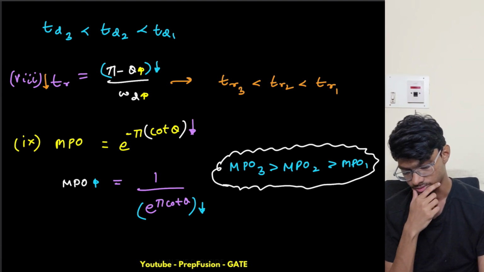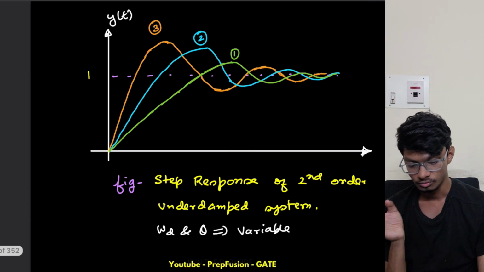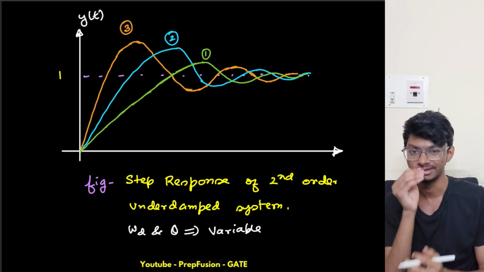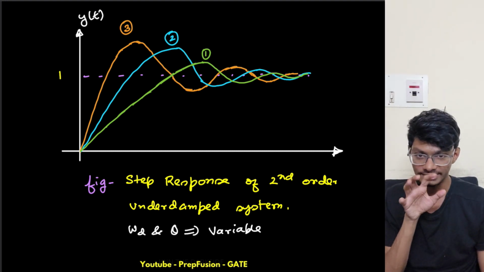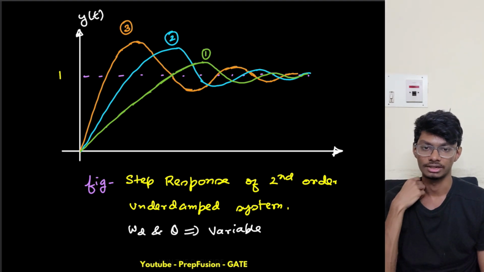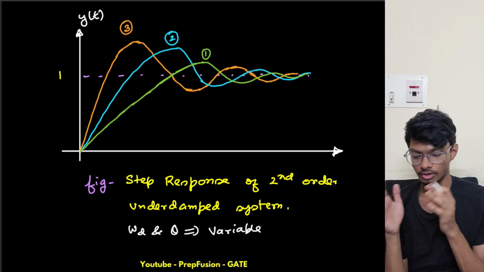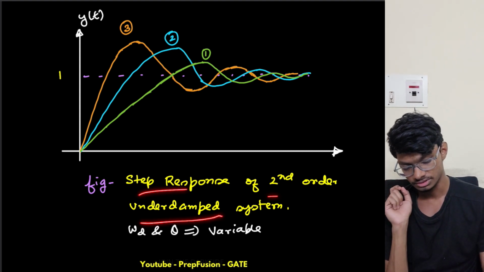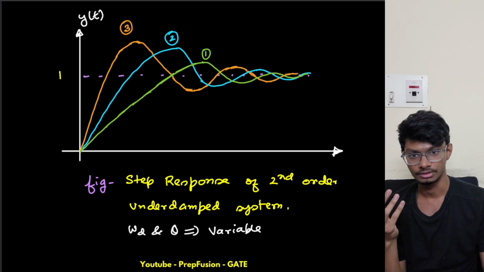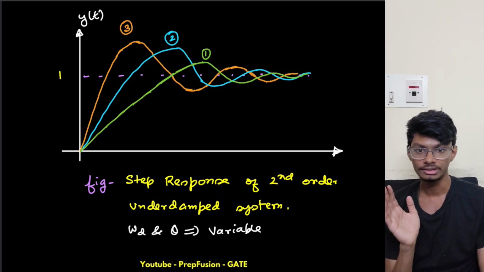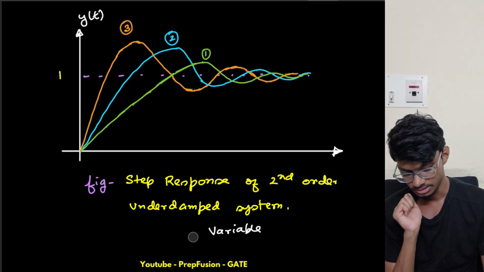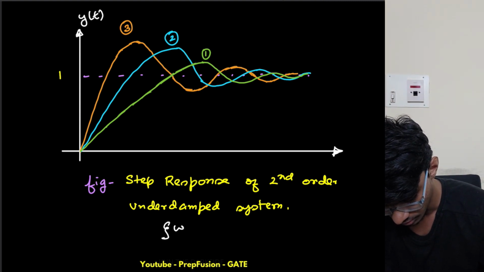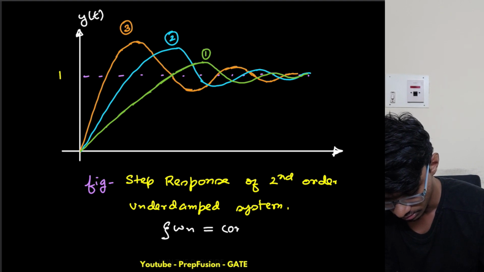So for the most balanced one, obviously you can choose 2. It has lesser MPO and an okayish time domain response, rise time, delay time, all those things. So according to that you can choose. This was the step response of a second order underdamped system where omega d and theta were variable, or you can say that my zeta omega n is constant. I will write here: zeta omega n is constant.